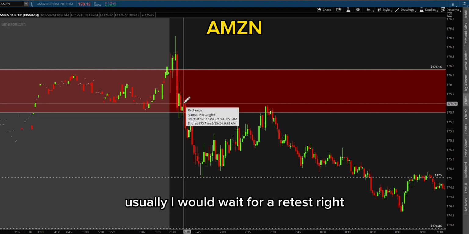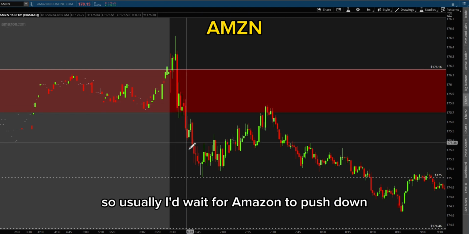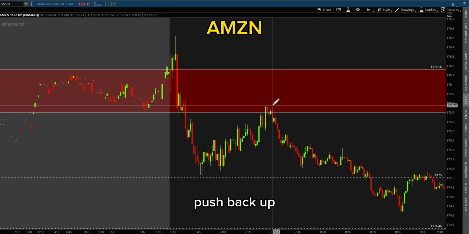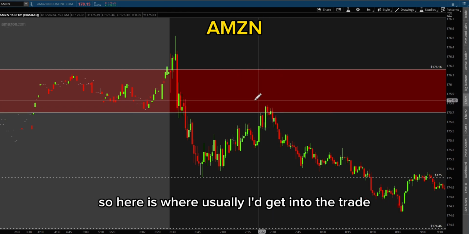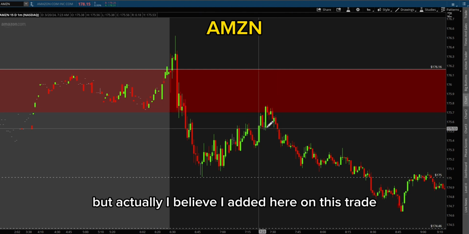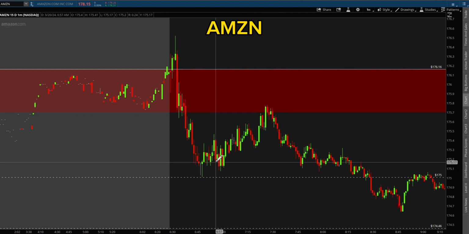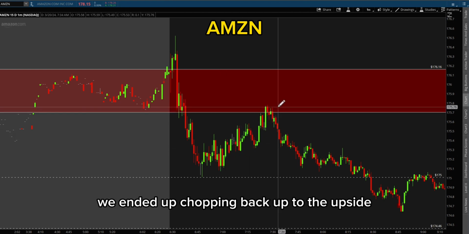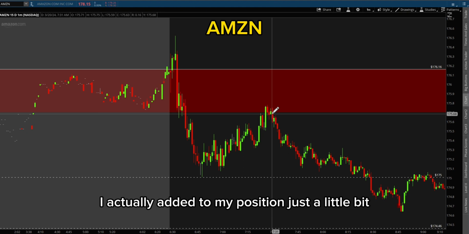Now, usually I would wait for a retest. So usually I'd wait for Amazon to push down, push back up, and here is where I'd get into the trade, but actually I believe I added here on this trade. So what happened? Amazon pushed down, we ended up chopping back up to the upside, and we retested right here. Here, I actually added to my position just a little bit.